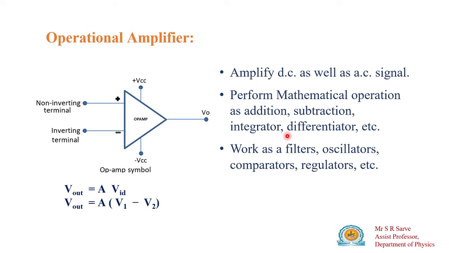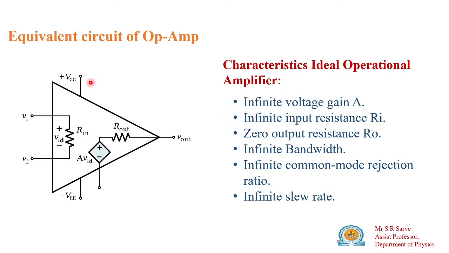Okay, so this is the equivalent circuit of the operational amplifier. Suppose this is the non-inverting terminal, this is the inverting terminal, then this one is the input resistance, and at the output there is an output resistance. This one is connected to the plus VCC and this one to the minus VEE, as we learned in the differential amplifier circuit in the previous video lecture. So this one is the input resistance and this one is the output resistance.